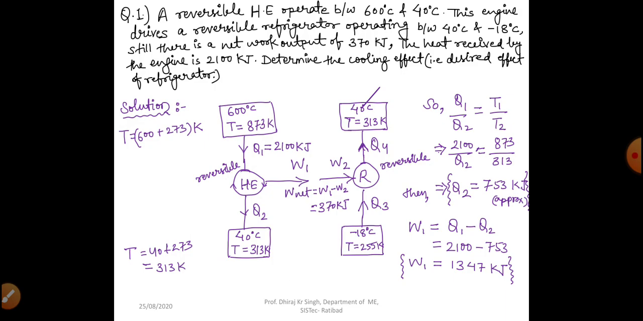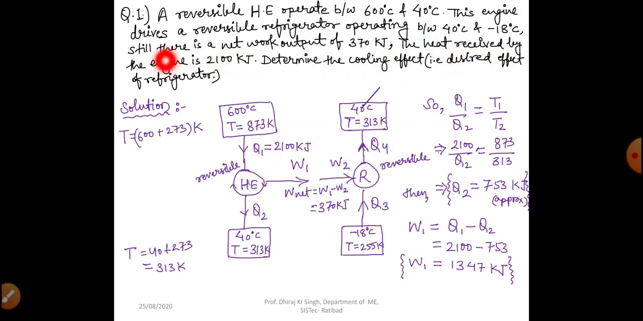Now let's move to the numerical. This is a very beautiful numerical based on Clausius theorem, or heat engine. A reversible heat engine operates between 600 degrees Celsius and 40 degrees Celsius. This engine drives a reversible refrigerator operating between 40 degrees Celsius and minus 18 degrees Celsius. Still, there is a net work output of 370 kilojoule.